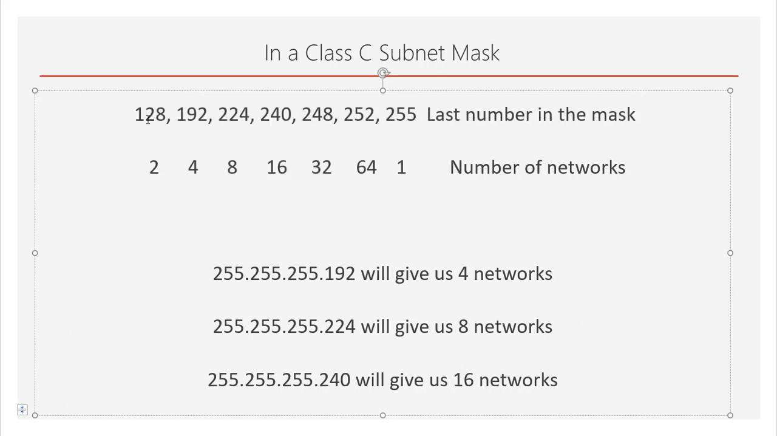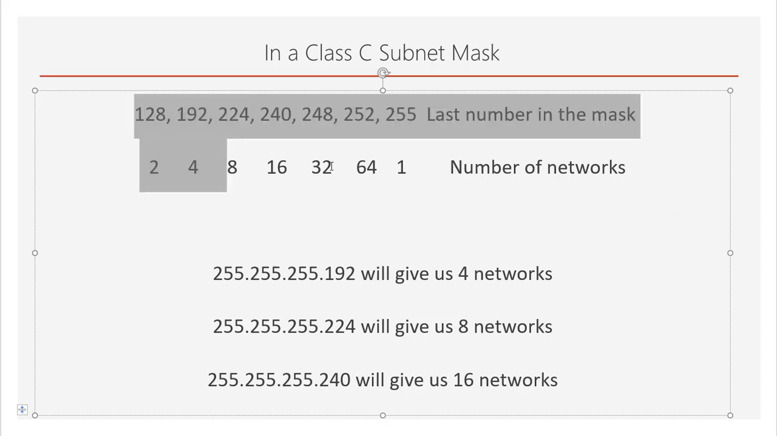So if I have 128 in the last octet of the subnet mask, I would have 2 networks. And if I have 192, I would have 4 networks. 224 gives me 8 networks. 240 gives me 16 networks. And 248, but you get the idea. If you memorize just that part, it's very easy to knock that out and figure out what they're asking or which range chart to use.